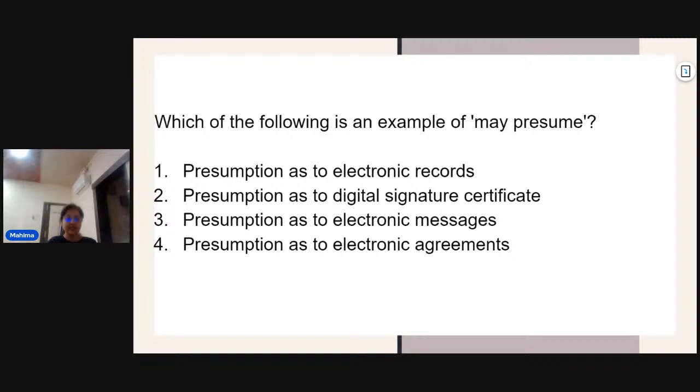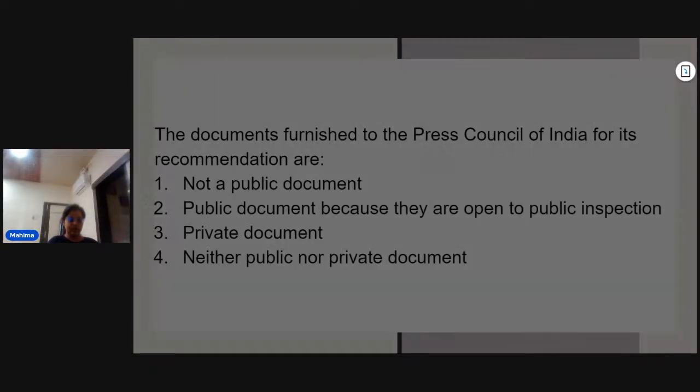Which of the following is an example of may presume? Presumption as to electronic records, presumption as to digital signature certificate, presumption as to electronic messages, presumption as to electronic agreements. May presume. Let's see. It is option number 3. Everything else is a shall presume. Otherwise, only presumption as to electronic messages is only a may presume.